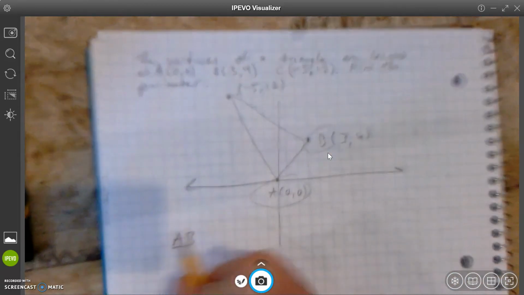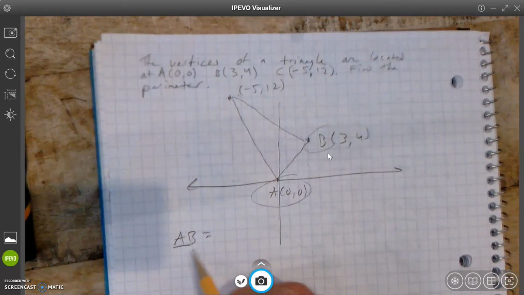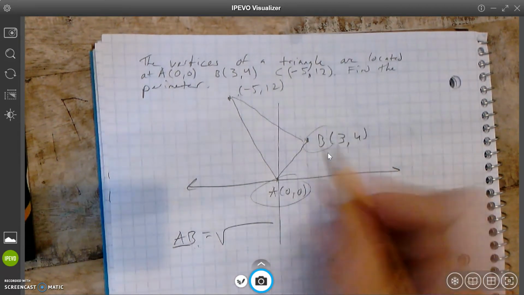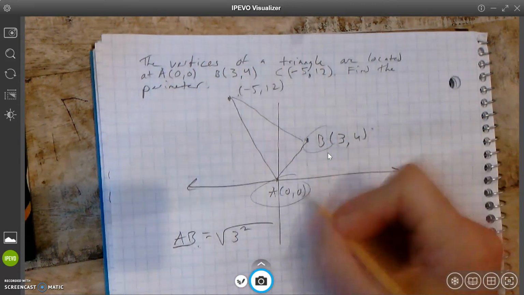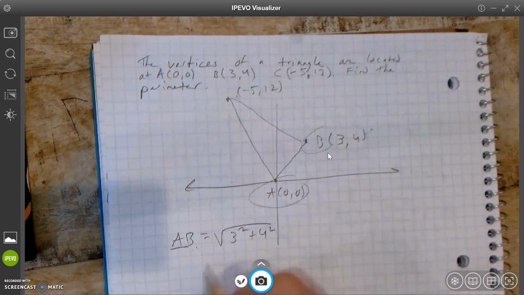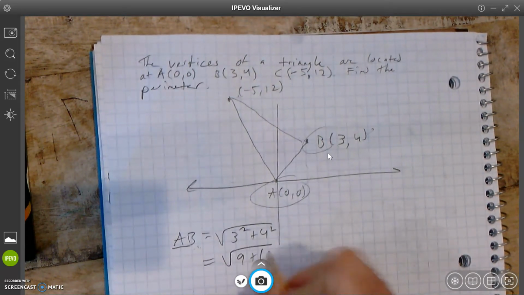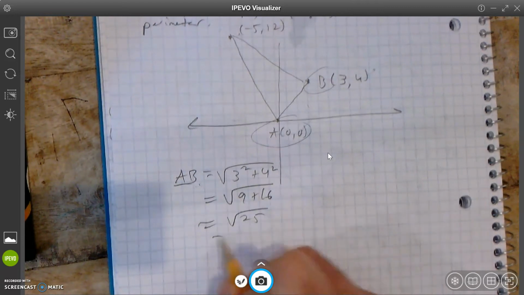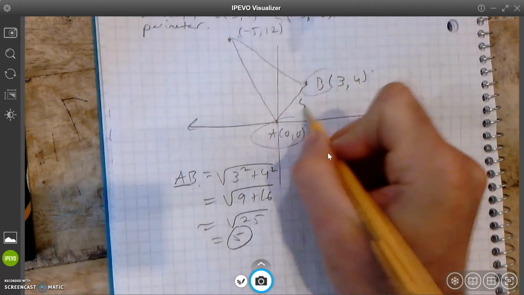It's always helpful to keep your work organized like this. So write down what you're finding. Hopefully you did it. So square root of, x is 3 apart, y is 4 apart. That's going to be 9 plus 16. Oh, we've seen this before, haven't we? This is going to be the square root of 25, which is 5. Label your picture.